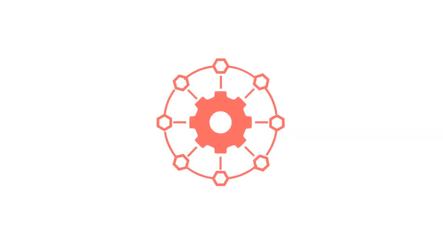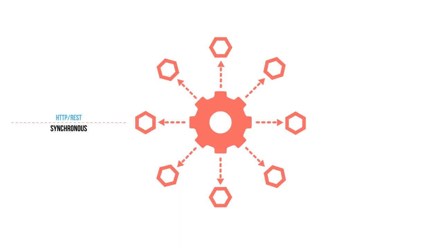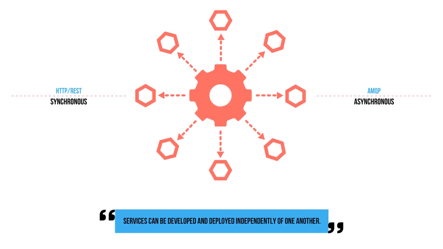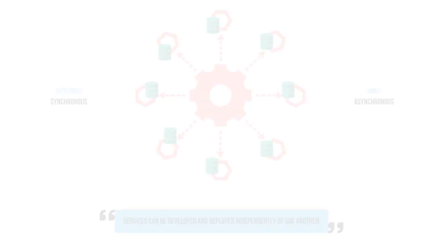Services communicate using either synchronous protocols such as HTTP or REST, or asynchronous protocols such as AMQP. Services can be developed and deployed independently of one another. Each service has its own database in order to be decoupled from other services. Data consistency between services is maintained using the saga pattern.